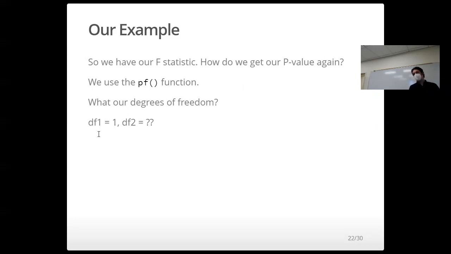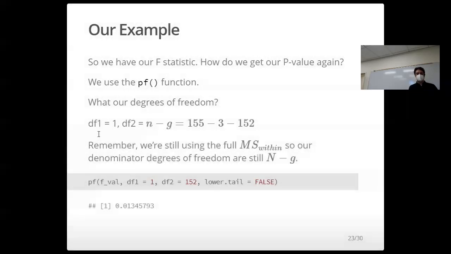What's df2? If you don't remember the number, it's okay. How can we say it in letters? It's the same as what we would do for the full model. So that's just still n minus G. In this case, it's 155 minus 3. So I'm going to plug in 1 and 152. That's my p-value.